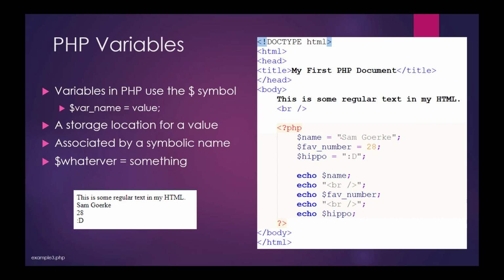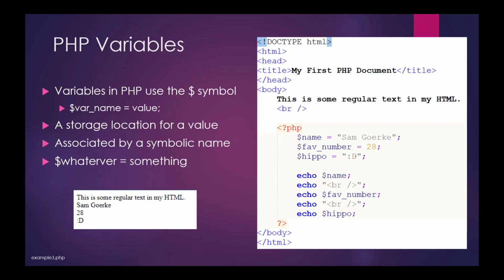If you're setting things equal to a number or an integer, you don't need the quotation marks. So like here, $fave_number equals 28, and $hippo equals smiley face. Because again, your variable names can be whatever you want, and they can be equal to whatever you want. A common question that normally comes up here from people who've had more coding experience is whether or not you need to declare a type for your variables. So in this case, how does it know that name is going to be a string of characters, Sam Goerke, whereas fave number is going to be a number?